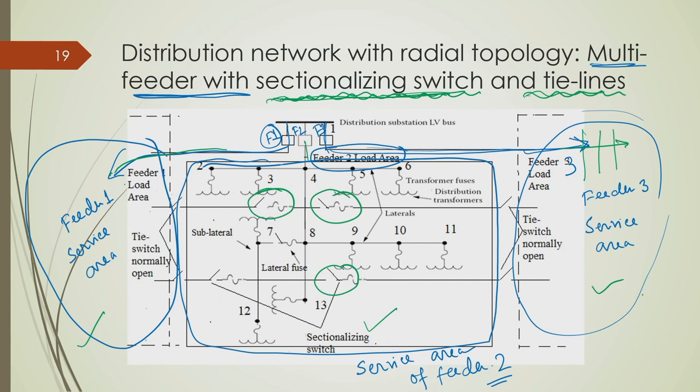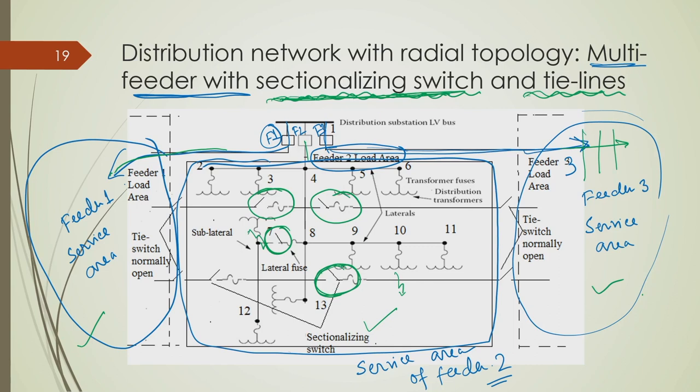So, what is the function of this sectionalizer? This sectionalizer can be operated if there is any fault in that particular section. For example, if there is any fault in this particular section, then we can open this particular sectionalizer, or if there is any fault in this particular section, we can open this sectionalizer and thereby we can remove this faulty part from the circuit. And we can keep the circuit energized again, and then this faulty part would be under maintenance.